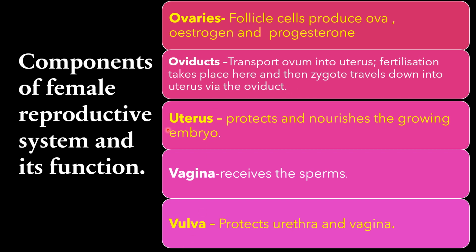Then the next organ is the uterus. The uterus protects and nourishes the growing embryo. Another reproductive organ of the female reproductive system is the vagina. The vagina receives the sperms. Then the vulva. The vulva protects the urethra and vagina. These are the functions of different female reproductive organs.